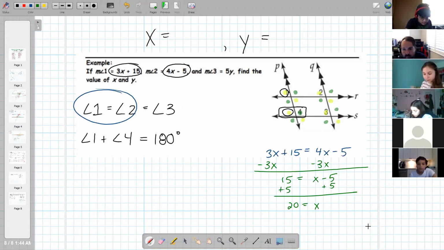You should be able to check your work there on the bottom. I went ahead and solved this equation. We should get that x is equal to 20 here. And if x is equal to 20 in this question, what could we do with that 20? How could that 20 be helpful to us?